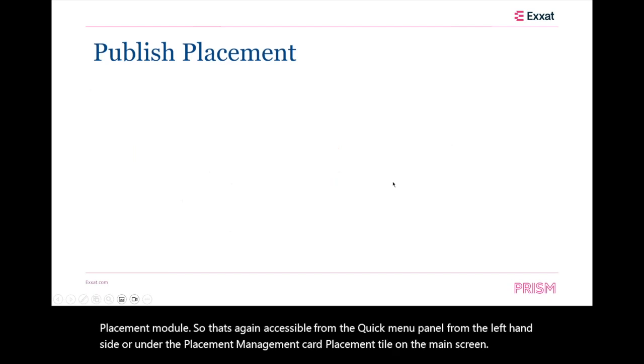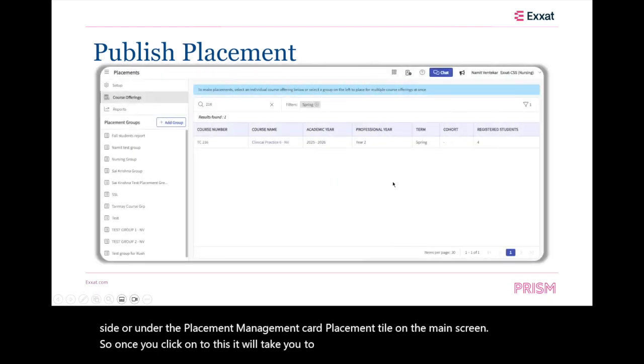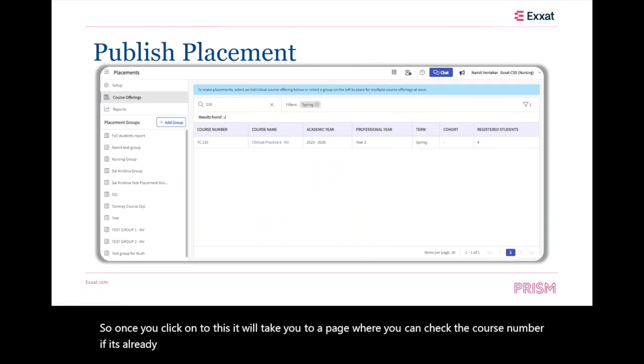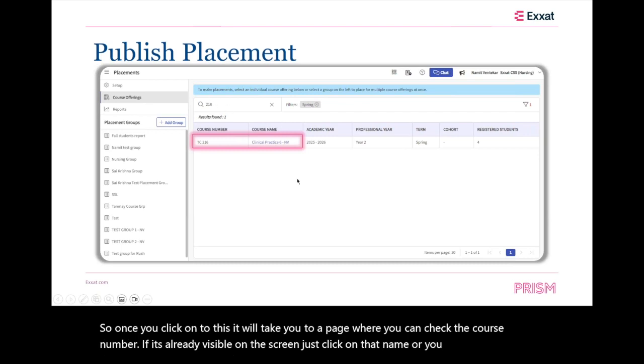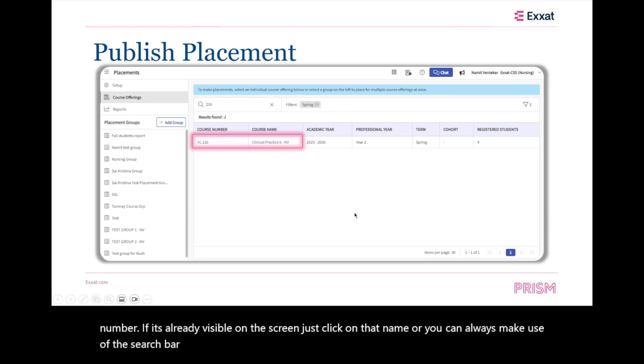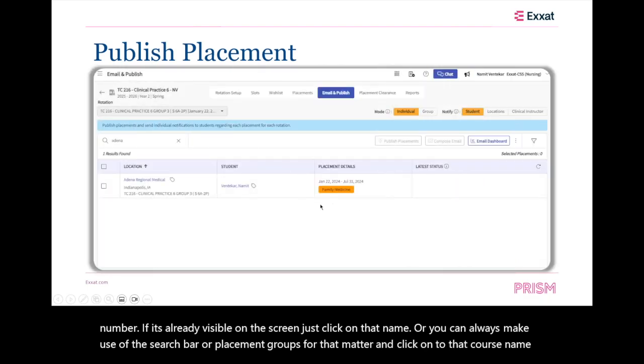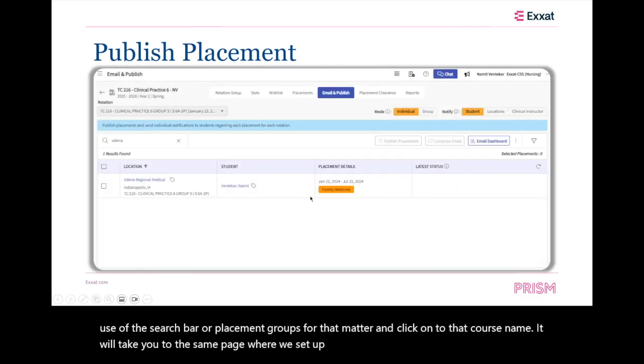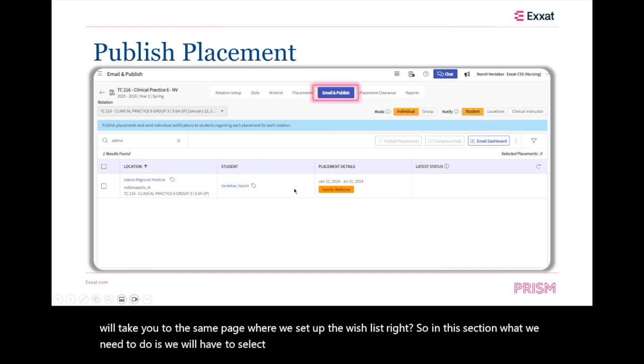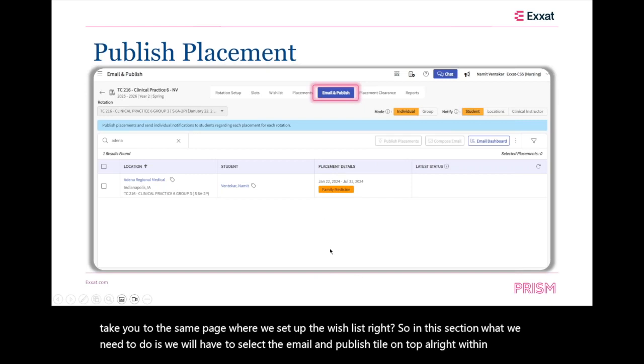Once you click onto this, it will take you to a page where you can check the course number. If it's already visible on the screen, just click on that name, or you can always make use of the search bar or placement groups and click onto that course name. It will take you to the same page where we set up the wish list, right? In this section, we'll have to select the email and publish tile on top, within the grid that you see up top.